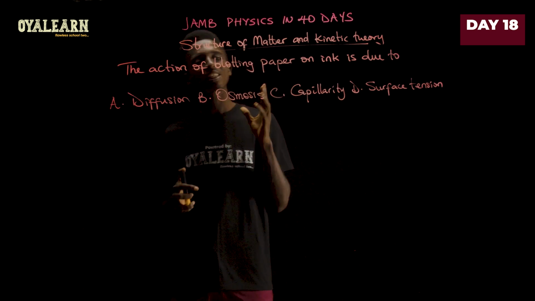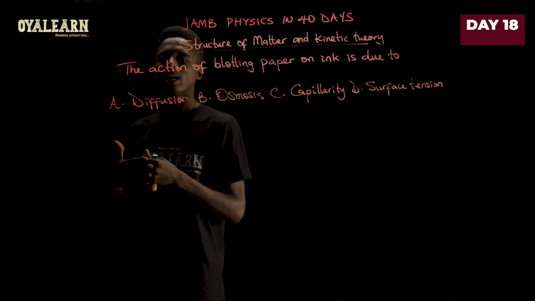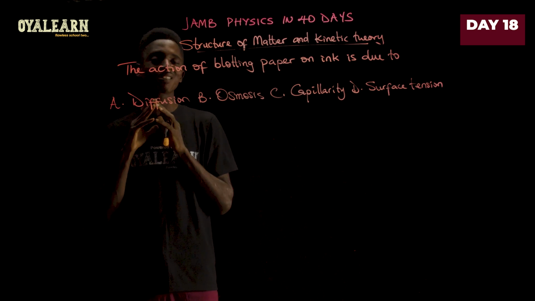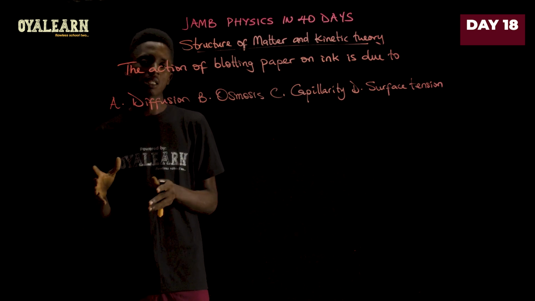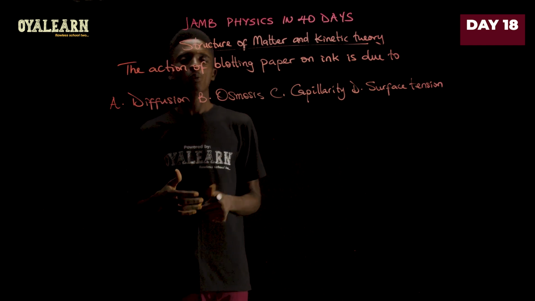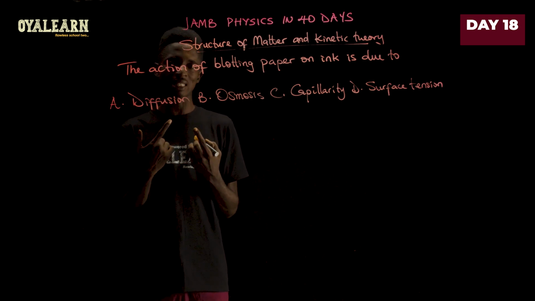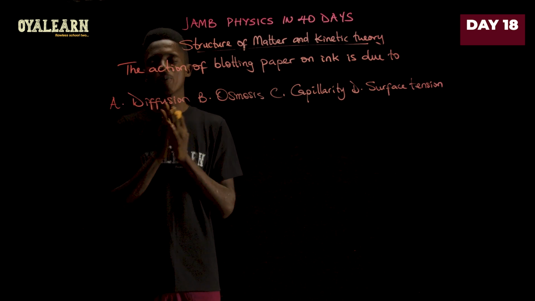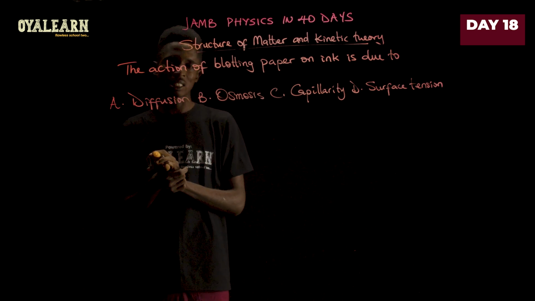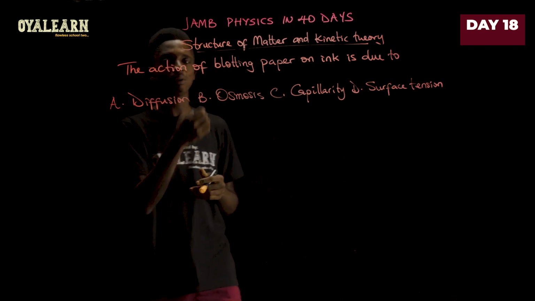The action of blotting paper on ink is due to, now when you have a blotting paper and dip it in ink, you observe that the ink is going to move up the paper by itself without application of any external force. Now this kind of phenomenon is called capillarity, which is the tendency of a liquid to rise or fall in narrow spaces without the application of external forces. It's the same thing that you're going to observe when you put a narrow capillary tube into liquids.